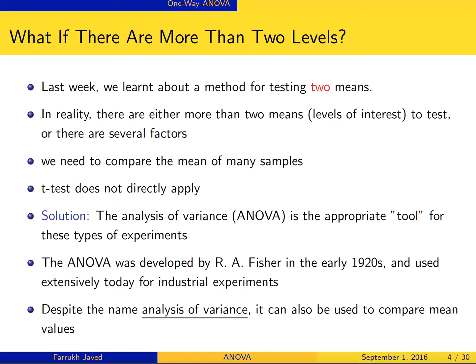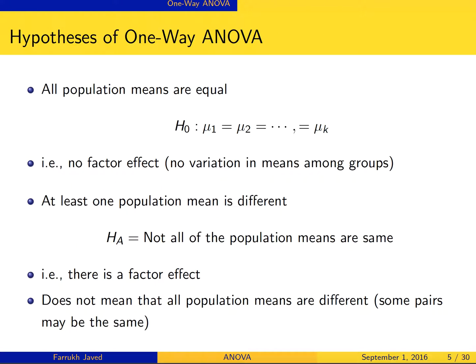This method was developed by a famous mathematician, R.A. Fisher, in the early 1920s, and it is extensively used in industrial settings today. Despite the name analysis of variance, it can be used to compare means, right? So the idea is to compare means, but we will utilize the concept of variation in the whole experiment to evaluate the means. And that's why it is known as the analysis of variance, so to say.